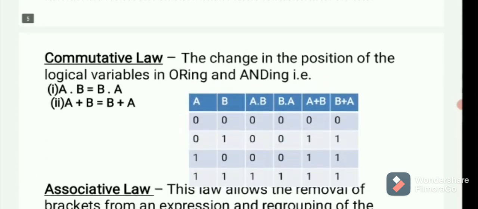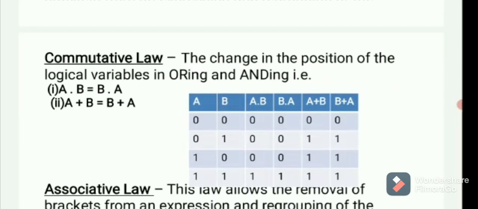Next, commutative law. The commutative law changes the position of the logical variables in ANDing or ORing, that is A dot B equals B dot A. The same, just changing position: A dot B equals B dot A, same as A OR B equals B OR A.